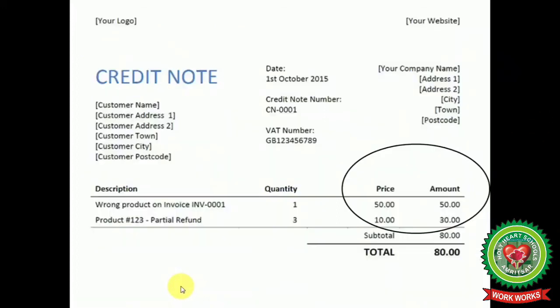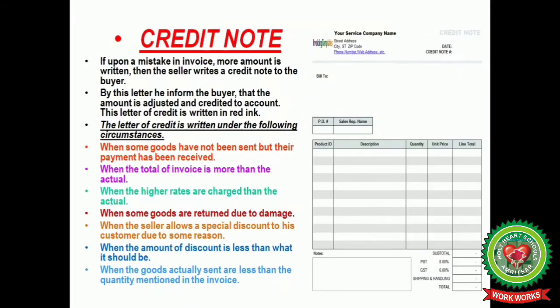So the credit note is, if upon a mistake in the invoice more amount is written, then the seller writes a credit note to the buyer. By this letter, he informs the buyer that the amount is adjusted and credited to the account. So this letter of credit is written in red ink.